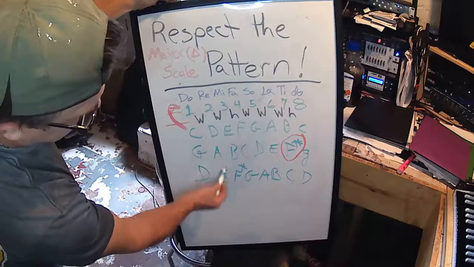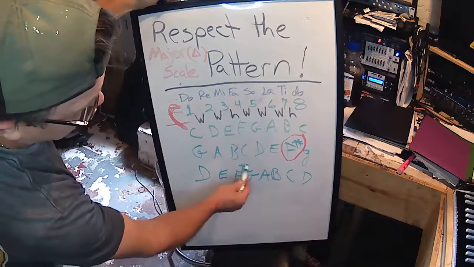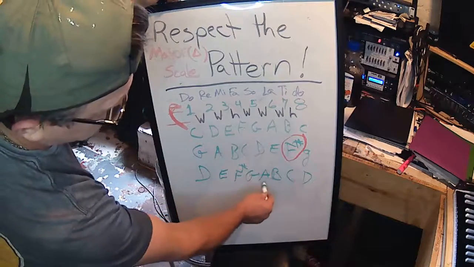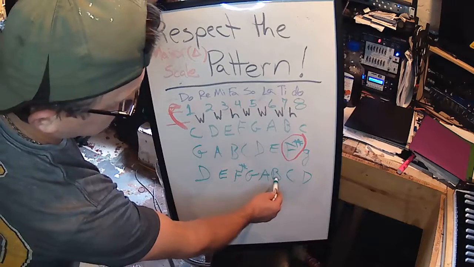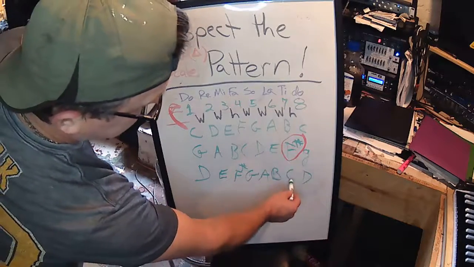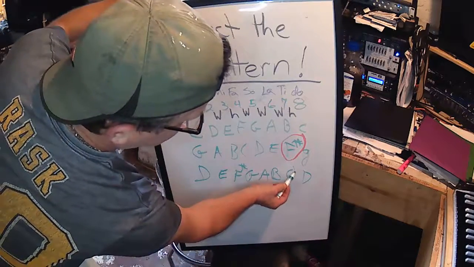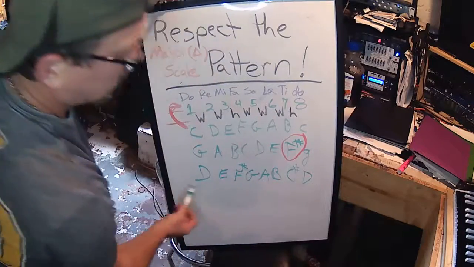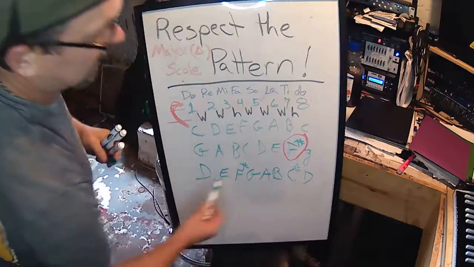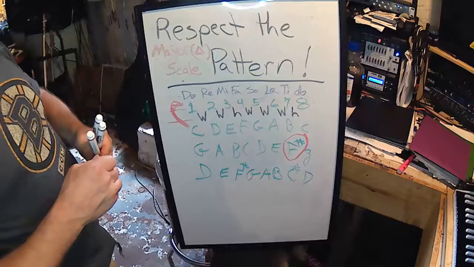Now I have a whole step here from E to F sharp. F sharp to G is a half step. G to A is a whole step. A to B is a whole step. B to C is not a whole step. I got to sharpen that. Okay. C sharp to D is a half step to finish out the octave.